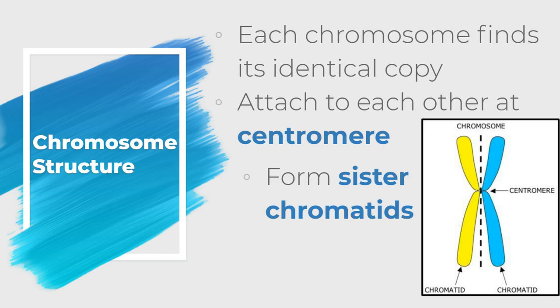But then when your cell's getting ready to divide, it replicates that chromosome. So it's an identical chromosome, and they come together and they kind of form a bond at the center that's called your centromere. So you can kind of think of it like identical twins that are attached at the hip, okay? Each of those sister chromatids is identical. There's nothing different about them.